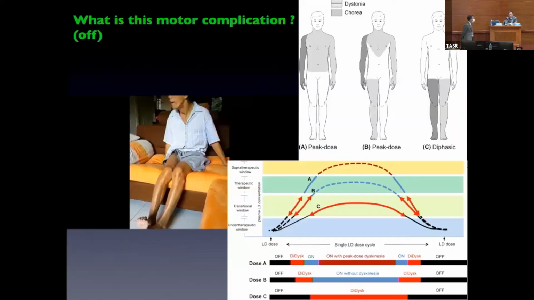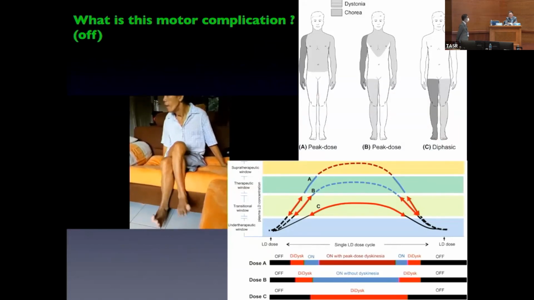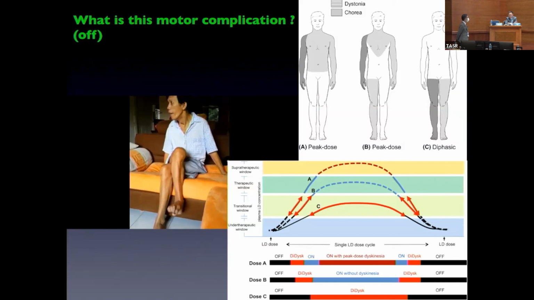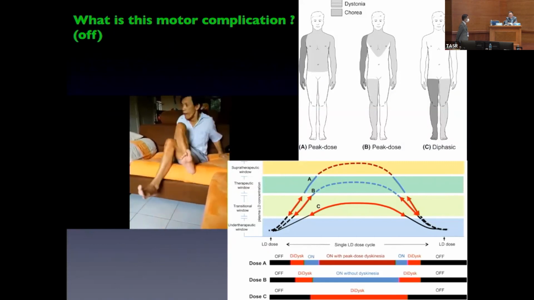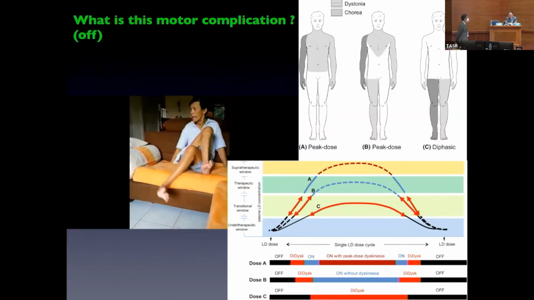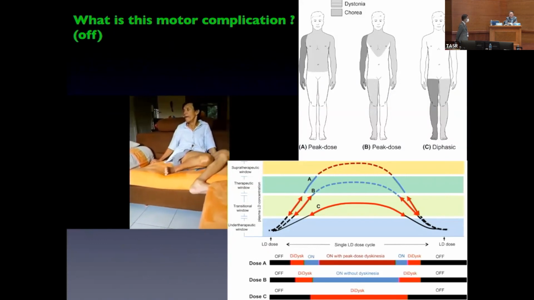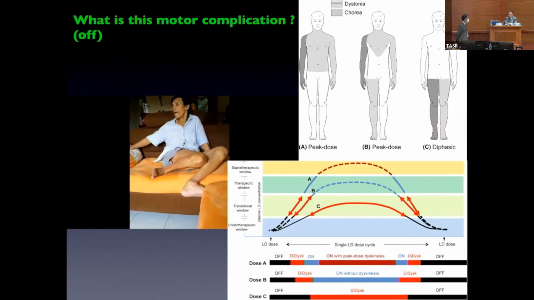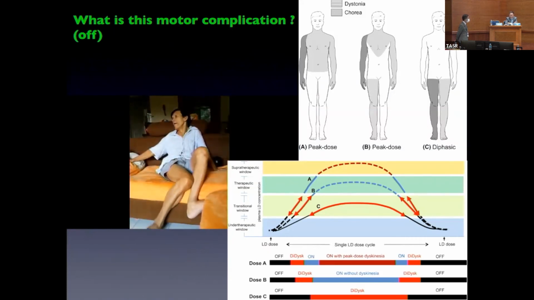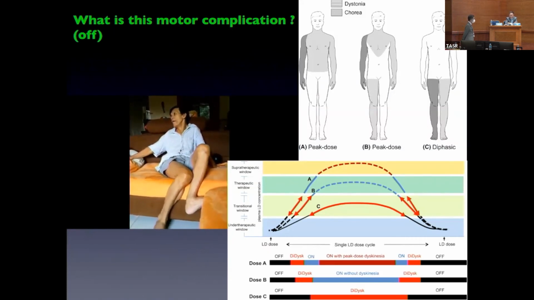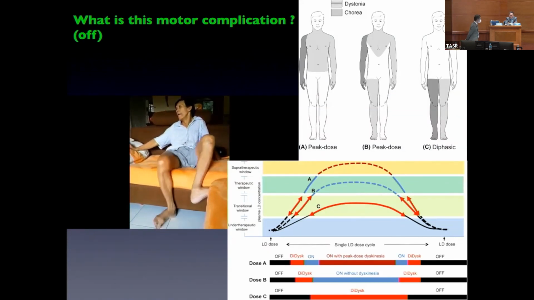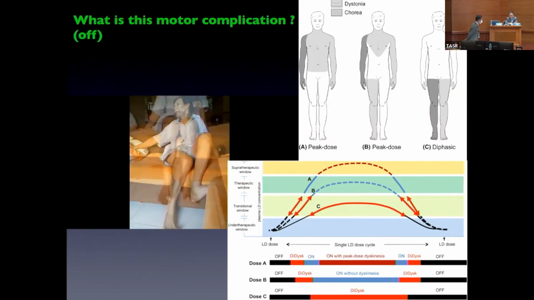Now we go to another video of his, the same patient. And what is this motor complication? He complains mainly only at the legs this time, hardly at the hands. And you can see the toes. And this is when the level is much lower, without medication.